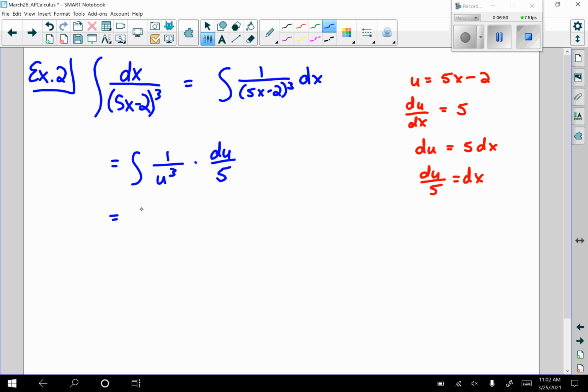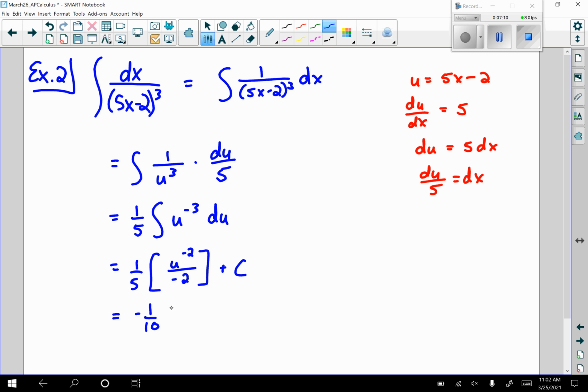Well, I could take this 1/5, that's just a constant, and move it out in front. I could also rewrite this as u to the negative third du, and now I can apply the power rule. So this becomes 1/5 times u to the negative second over negative 2 plus c. I could still pull the negative 2 out, so I'm going to get a negative 1/10 times 1 over u squared plus c.